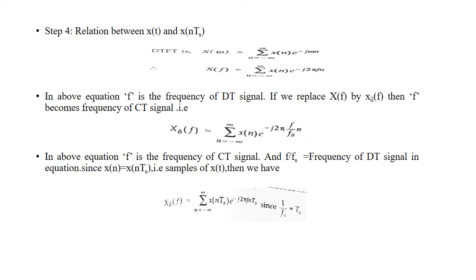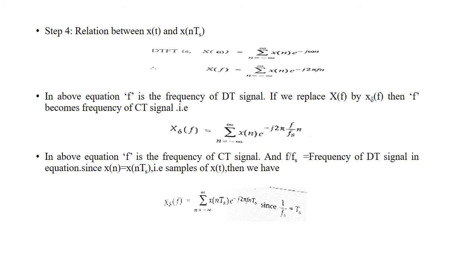Okay. So next is step 4. Here step 4 is the relation between x(t) and x(nTs). So now we are going to talk about the DTFT process. That is X(ω) = summation n = -∞ to ∞ of x(n) e^(-jωn).